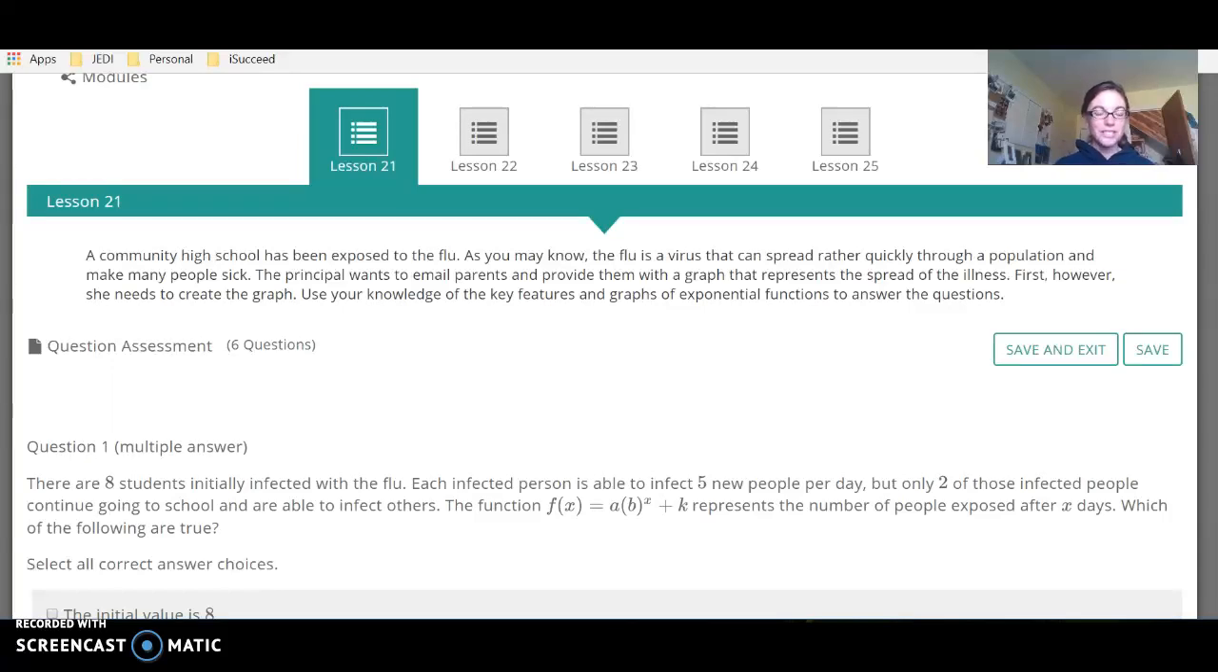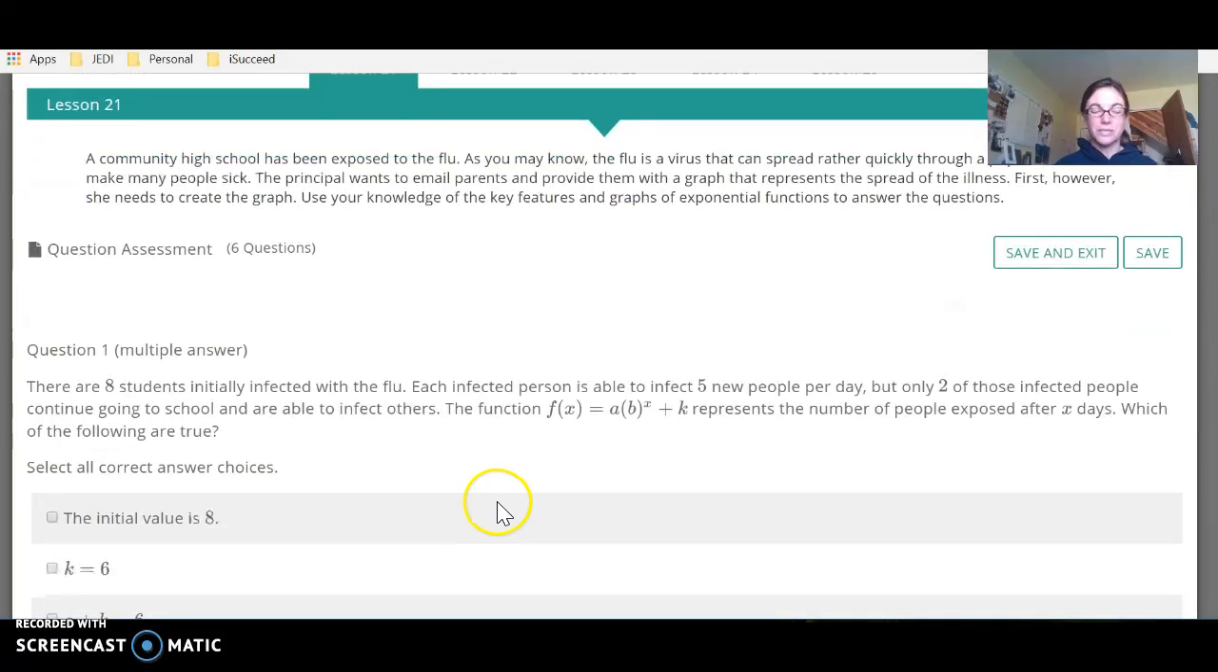Okay, so first question, there are 8 students initially affected with the flu. Each infected person is able to infect 5 new people per day, but only 2 of those infected people continue going to school and are able to infect others. So the function f of x equals a times b to the x plus k represents the number of people exposed after x days. So let's see if we can plug some values in for that function to make it make sense for us.